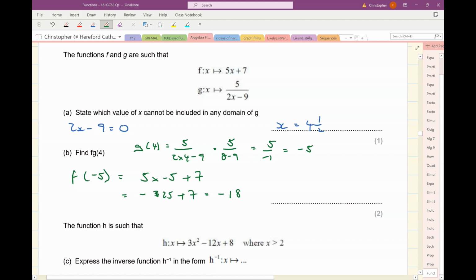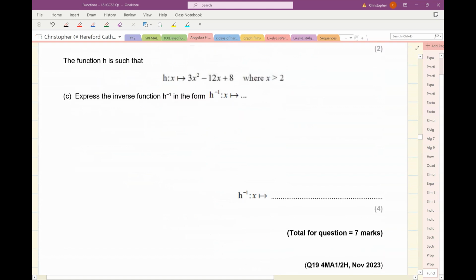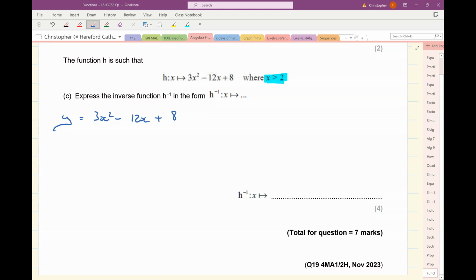Right, now I'm given the function h. I'm told here that x is greater than 2, and I'm going to need to remember that in a few minutes. Right, I have to find the inverse function here. So I'm going to do it in my same old way. y equals 3x squared minus 12x plus 8. Now, I'm going to need to make x the subject here. Because I've got a quadratic there, I know I'm going to need to complete the square.